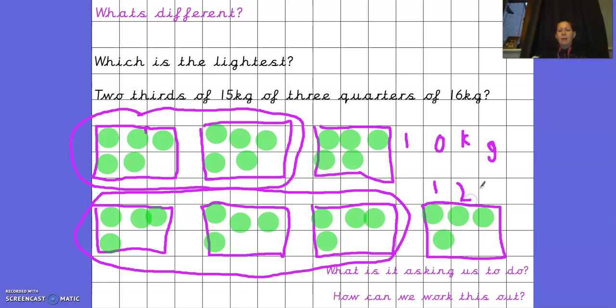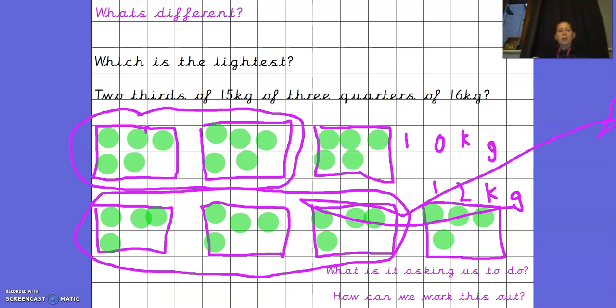Then I need to look back at my question to find out what it's actually asking me to do. So it says, which is the lightest? So not which is the most, which is the lightest? So that will be the least amount. So the smallest number. Oops. So, oh dear, it's gone a bit wild.